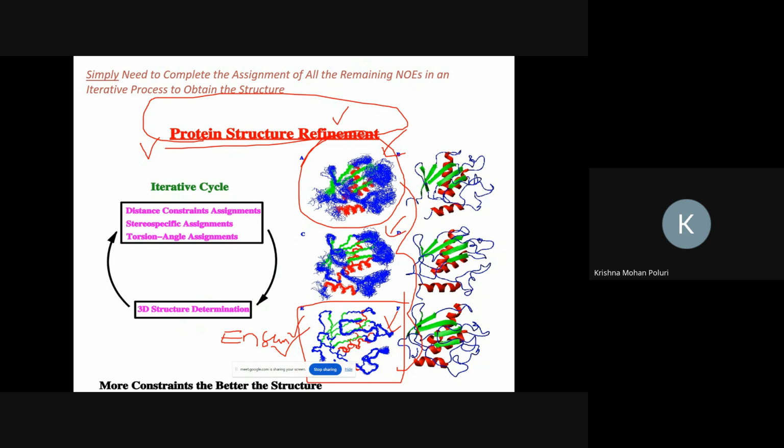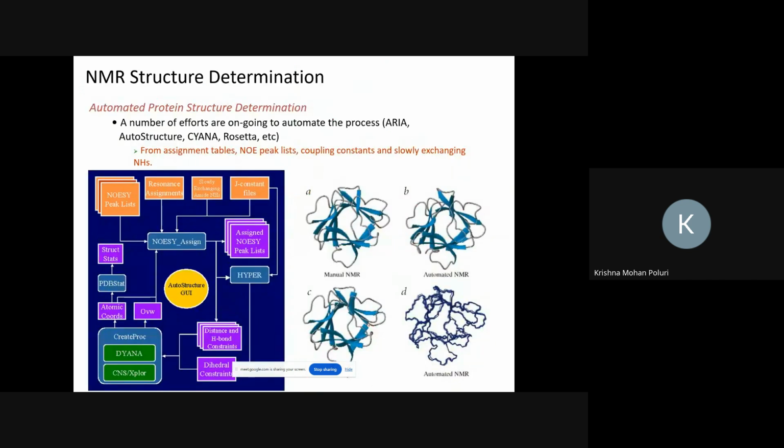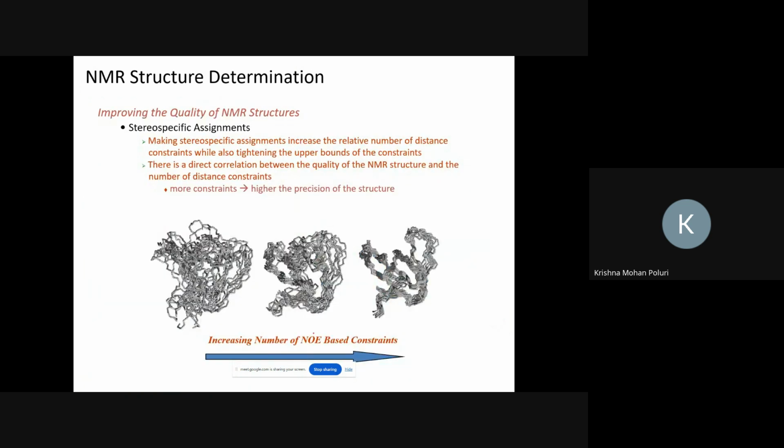So all these structures should come. Now, to be frank, you don't have to worry too much. You have automated software for these protein structures. You can give all the NMR spectra and everything. They will try to do the hydrogen bond distances, the dihedral constraints, and so on and so forth. And finally, they produce a nice structure like this. As I told you, the more NMR restraints you put, the better the structure you are going to get.